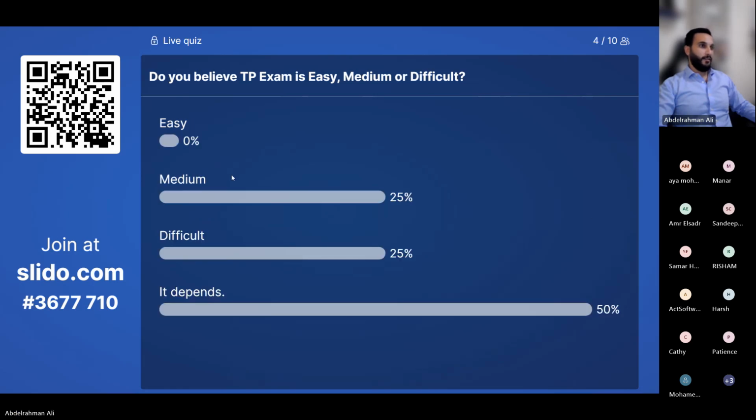All right. Okay, so some of you mentioned it's medium, 25%. Some of you said it's difficult, but 50% said it depends. All right, there is no right or wrong answer. All of them are green already, but here "depends" is winning.